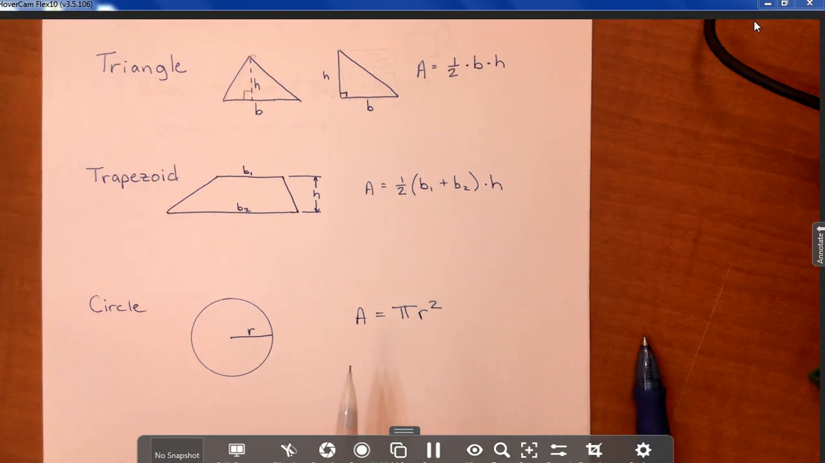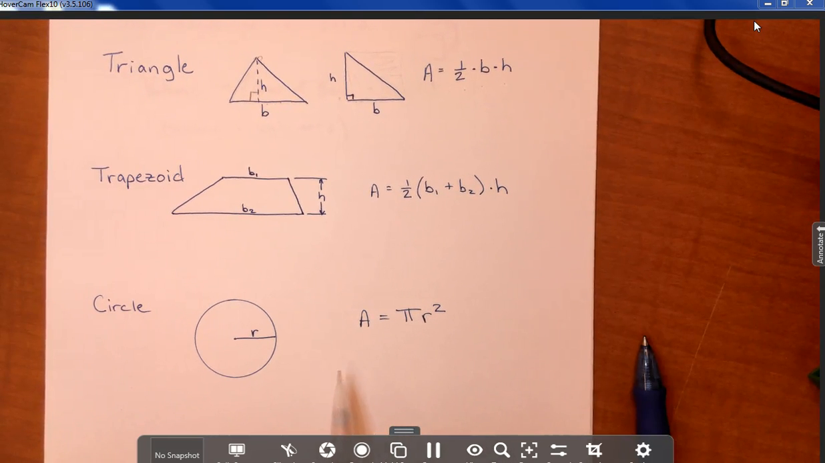And a circle. The formula to calculate the area of a circle is pi, which is a constant. Pi is approximately 3.14. But it's an irrational value, which means it's a never-ending decimal and it's not repeating. So often we use 3.14 to approximate pi. And r is the radius of your circle, which is from the center to any point on the circle, that radius squared. So r times r.